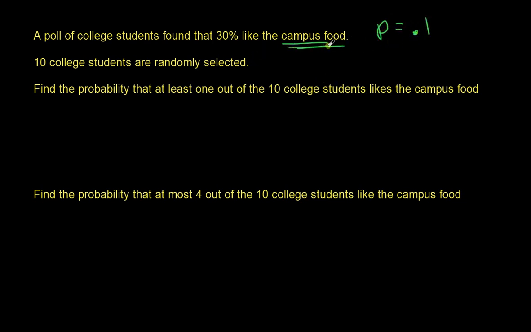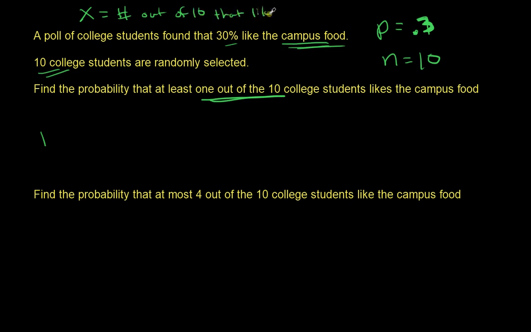So there's two options, you like it or you don't, and the probability, oh, not 0.1, 0.3, sorry about that. The probability that you like campus food is 0.3. All right, the number that we're selecting is 10. So we want to find the probability at least 1 out of 10. So let me go ahead and define x up here to be the number out of 10 that like campus food.